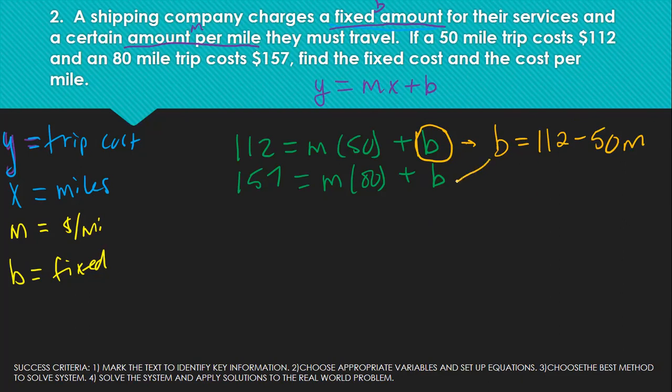So now that B is by itself, I now can substitute it in. So we have 157 equals 80M plus 112 minus 50M. Why did I not need parentheses here? There's nothing being multiplied, right? There's no need for me to distribute. It's just plus whatever it is, correct? All right. What are my steps to solve for M? Combining my like terms. So we have 80 minus 50 gives us what?